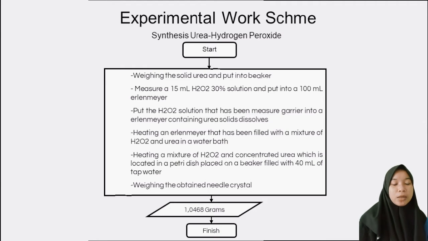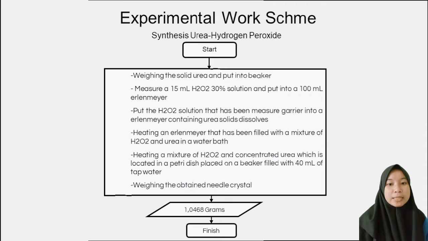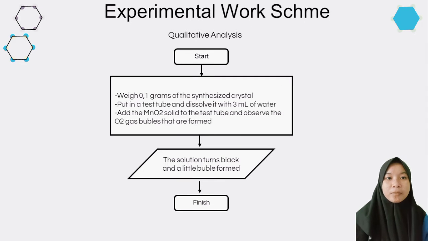Five, heat the concentrated mixture of hydrogen peroxide and urea in a petri dish placed on a beaker filled with 50 ml of tap water. And last, weigh the obtained needle crystal. The product is 1.0468 grams, and finish. Then the work scheme for qualitative analysis.